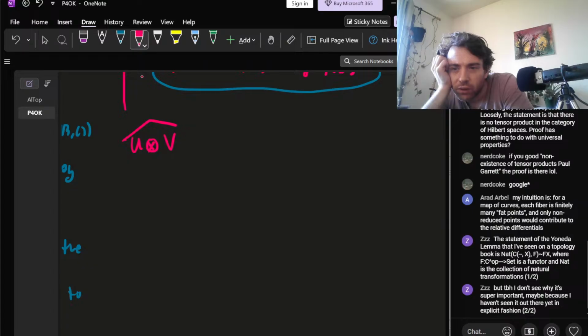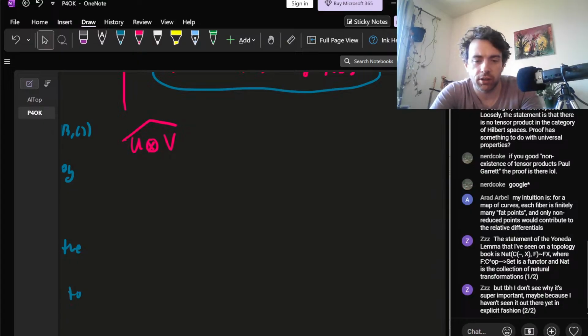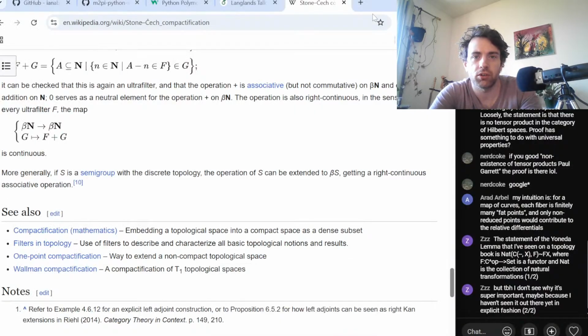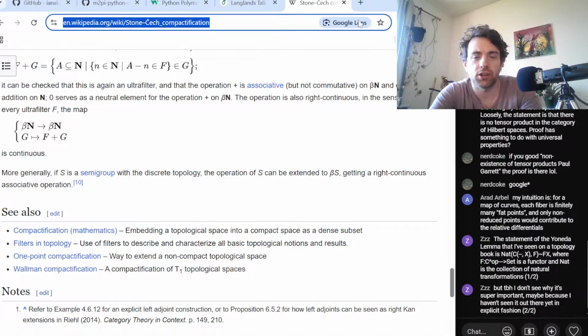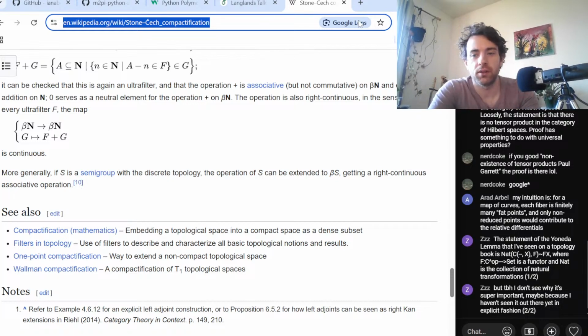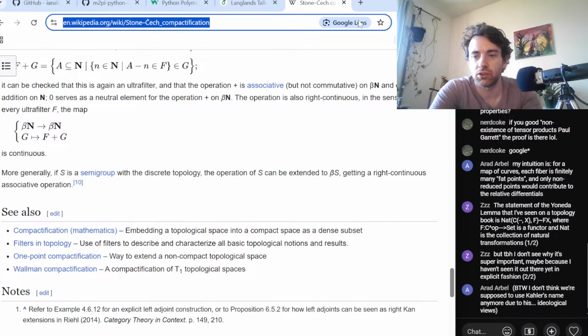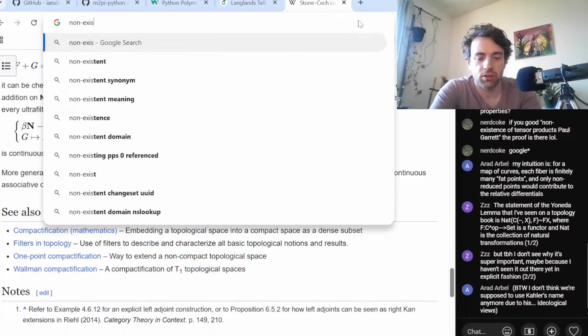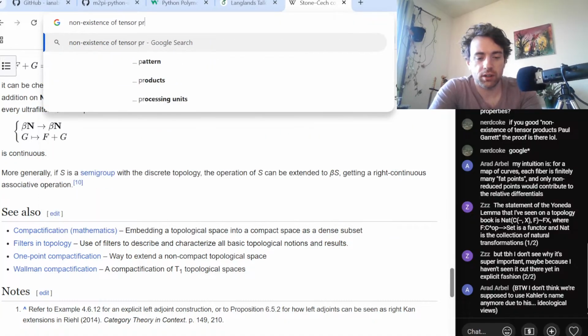Of non-existence of tensor products. Paul Garrett, by the way, another goat of education in the Langlands program. I mean, he's also done serious work in the Langlands program. Let's not get it twisted, but also has a lot of great articles to learn from. So let's see, non-existence of tensor products.